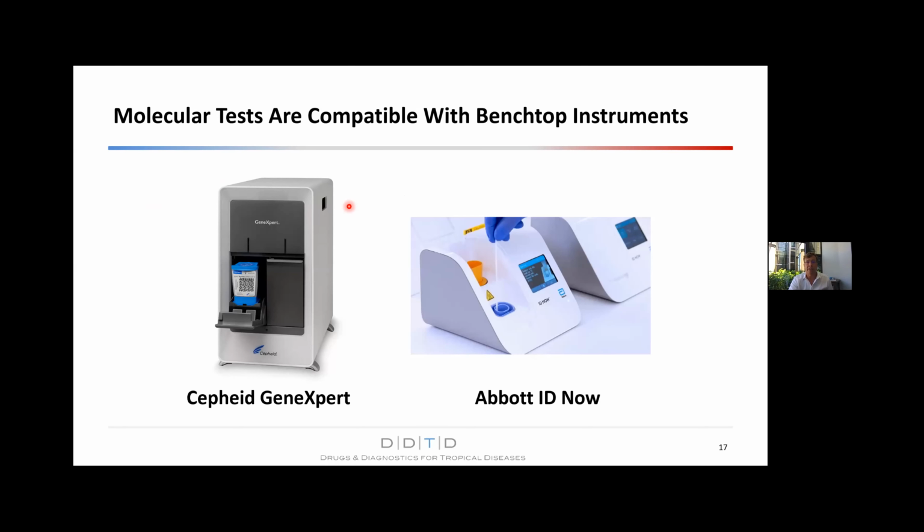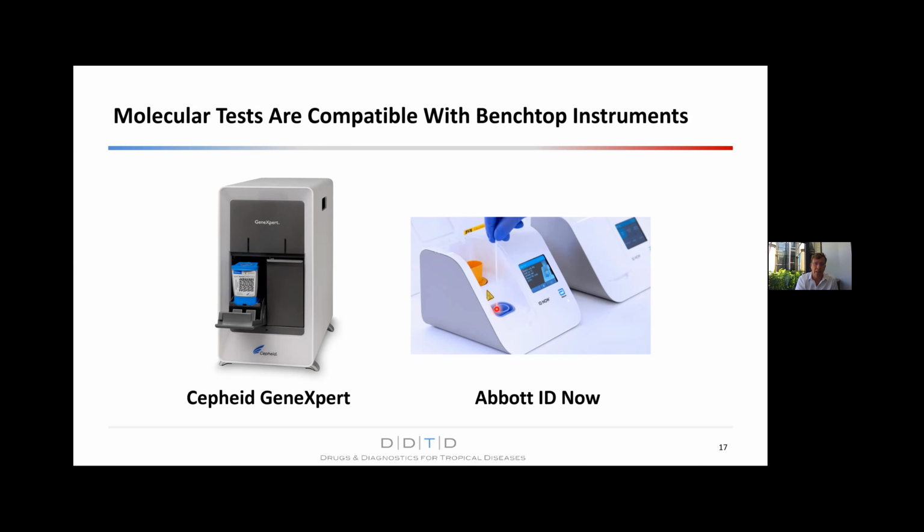Now, molecular tests can also be run on benchtop instruments. And here are two examples. One is the GeneXpert from Cepheid, and the other one is the Abbott ID Now device. They both employ a system of cartridges. Here it's a single cartridge. Here it's two cartridges, a blue one and an orange one. And you insert your sample in it, and you can get the result within 15 minutes. So these are very powerful systems.